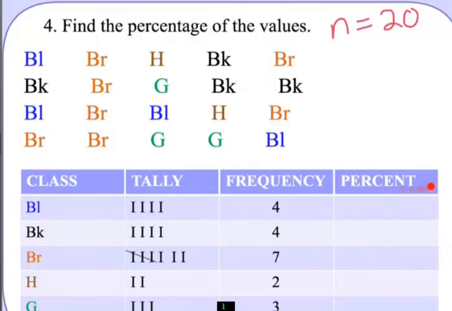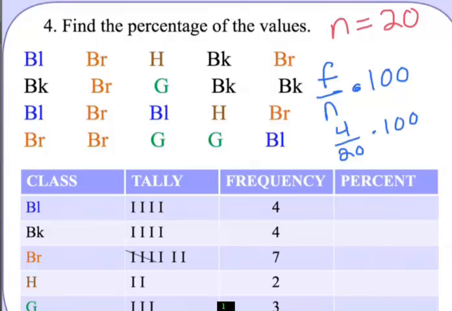Now then, to determine the percentage, I'm going to take the frequency and divide it by the total number, then multiply it by 100. So for example, to get the percentage of the blue, I'm going to take 4 divided by 20 and multiply it by 100.